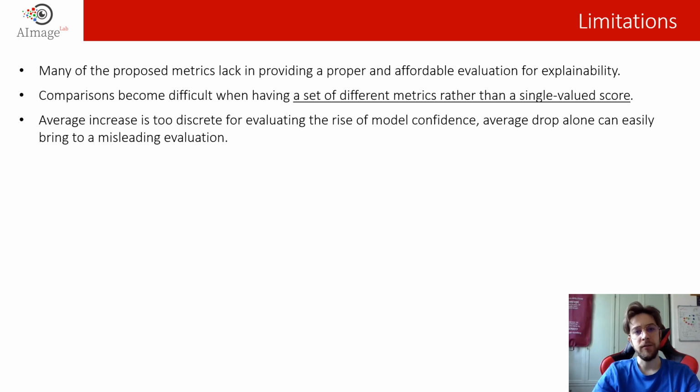But is model confidence the only affordable indicator of the performance of a CAM-based approach? Or can we do better considering maybe other aspects? Moreover, considering a set of different metrics makes comparisons cumbersome. It would really be better to have just one score. In addition, the average increase is way too discrete, and the average drop is a good indicator of the model confidence, but alone can easily lead to wrong evaluation.